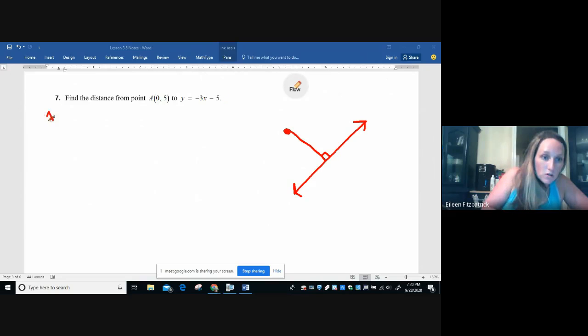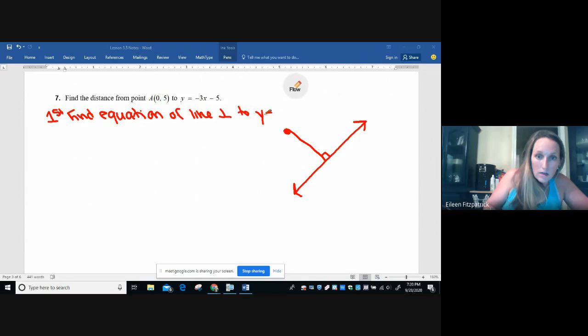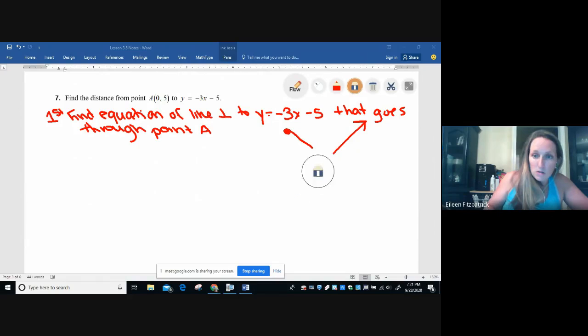So first, find the equation of the line perpendicular to y equals negative 3x minus 5 that goes through point A. Okay, so that's the first step of this multi-step problem.